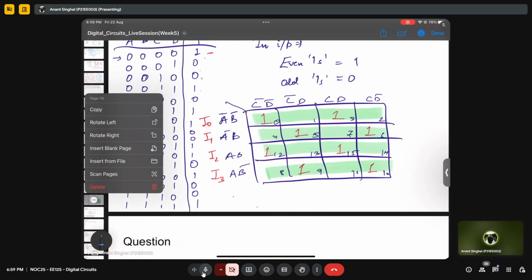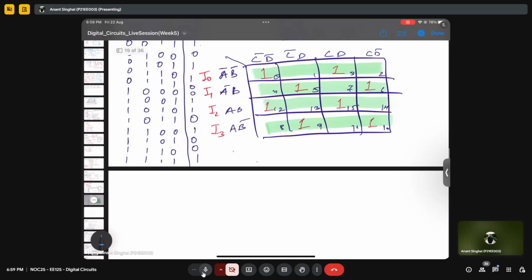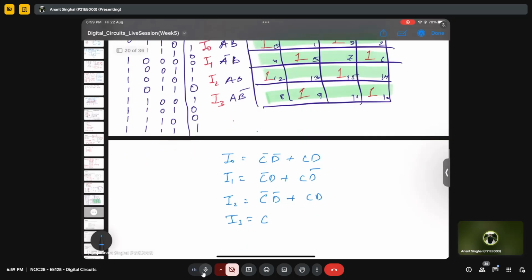So let me write that. I naught is C bar D bar plus CD. I1 is C bar D plus CD bar. I2 is C bar D bar plus CD. I3 is C bar D plus CD bar.